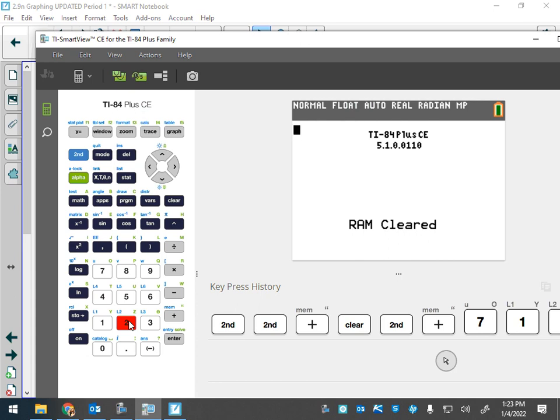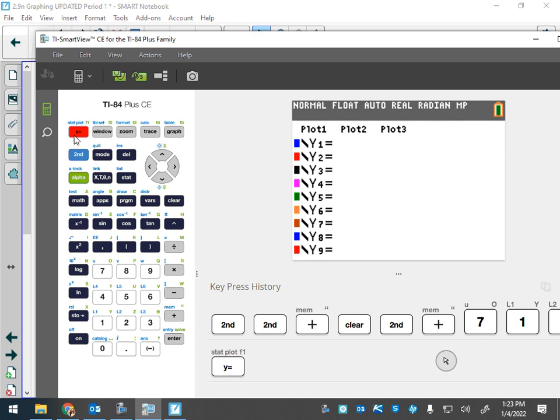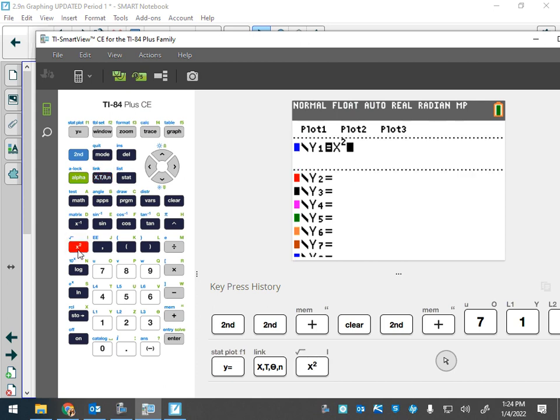All right. So now go to y equals, which is above the second key. And we're going to type in our equation, x squared plus 6x plus 5. So to find the x, it's below the mode key. Okay. Your squared term is above the log key on the left. Okay. Plus 6x plus 5.